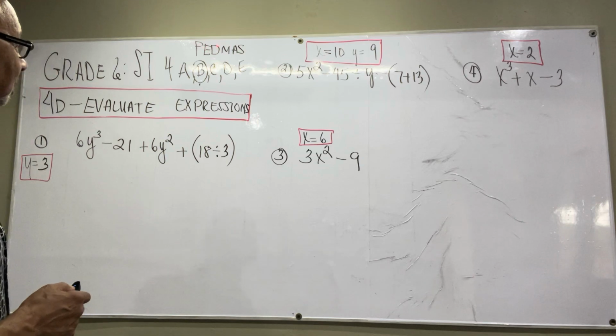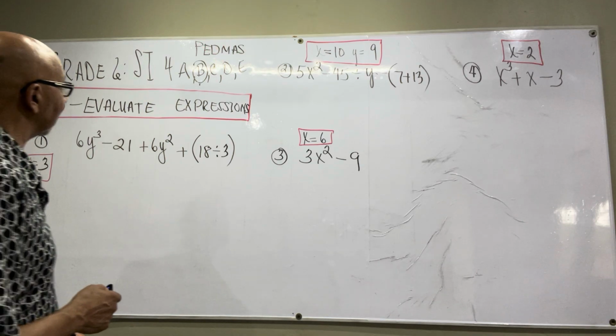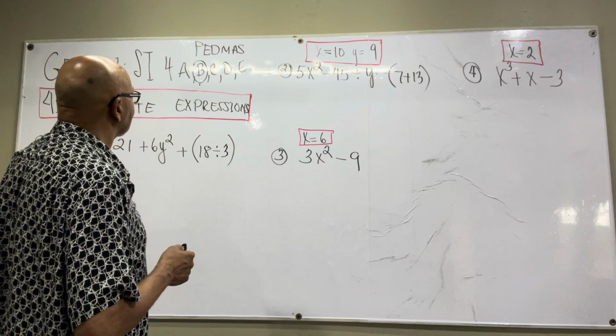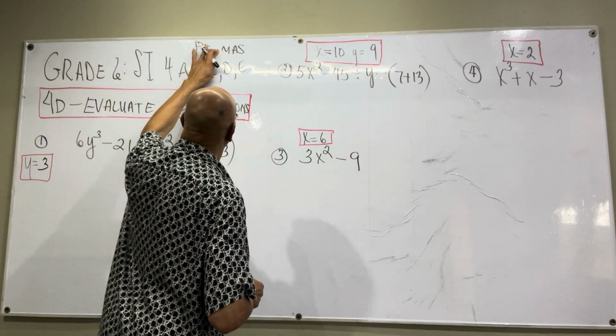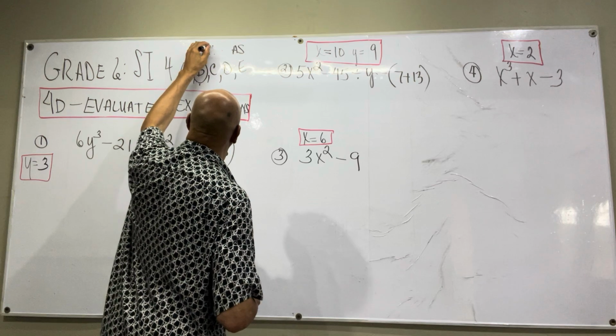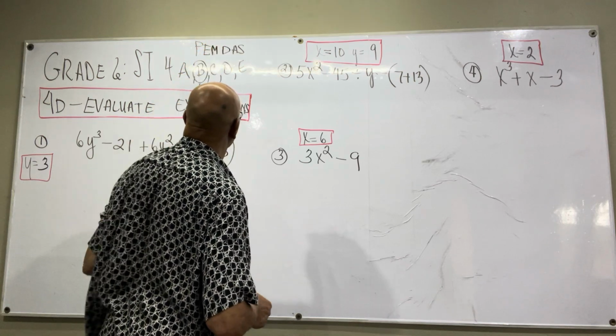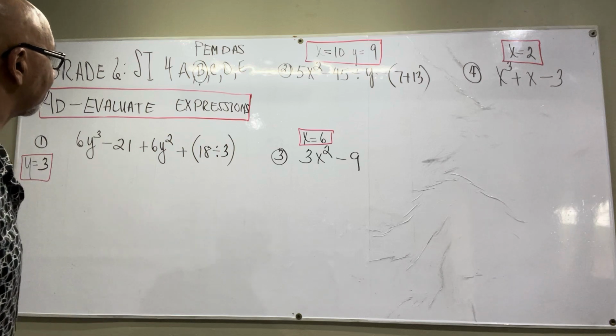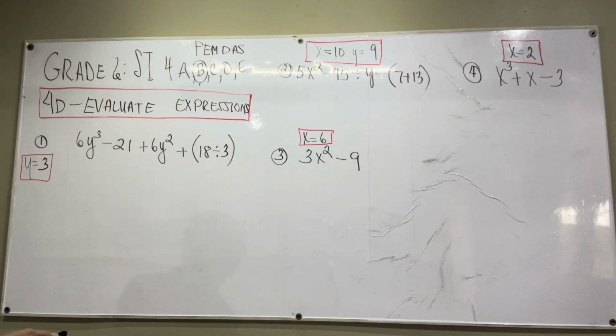Parentheses, exponents, division. Oh, see, I still have it wrong. P, E, M, D, A, S. Or maybe it doesn't make any difference one way or the other. So we'll see. P, E, D, M, A, S, or P, E, M, D, A, S. Parentheses, exponents, multiplication, division, addition, subtraction. We'll check it and see if either way it still works exactly the same.